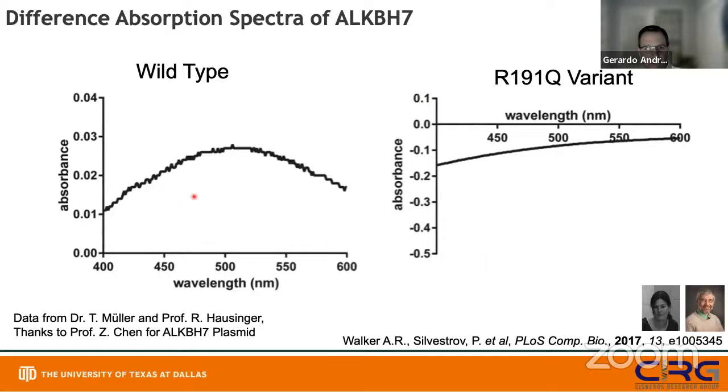This is difference UV-vis absorption spectroscopy. This was a technique developed by Bob Hausinger. It's an interesting spectroscopic technique because it turns out that these iron alpha-KG enzymes have a characteristic charge transfer band in the UV at 525 nanometers. When one of the co-substrates, alpha-KG, binds to the iron in the active site, we have a charge transfer between the iron and the alpha-KG, which gives rise to this 525 nanometer wavelength absorption.